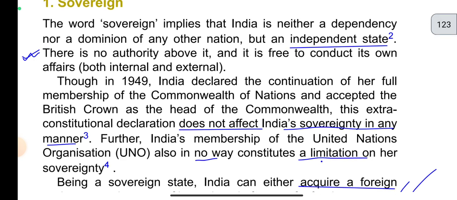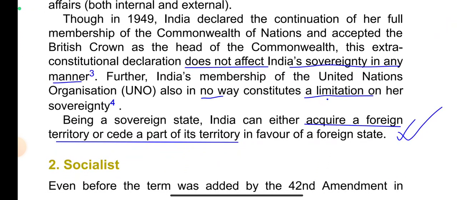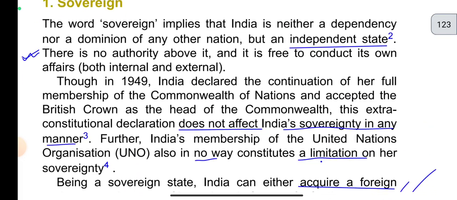Though in 1949 India declared the continuation of her full membership of the Commonwealth of Nations and accepted the British Crown as the head of the Commonwealth, this extra-constitutional declaration does not affect India's sovereignty in any manner. Further, India's membership of the United Nations organization also in no way constitutes a limitation on her sovereignty. Being a sovereign state, India can either acquire a foreign territory or cede a part of its territory in favor of a foreign state. So that was our concept of sovereign.